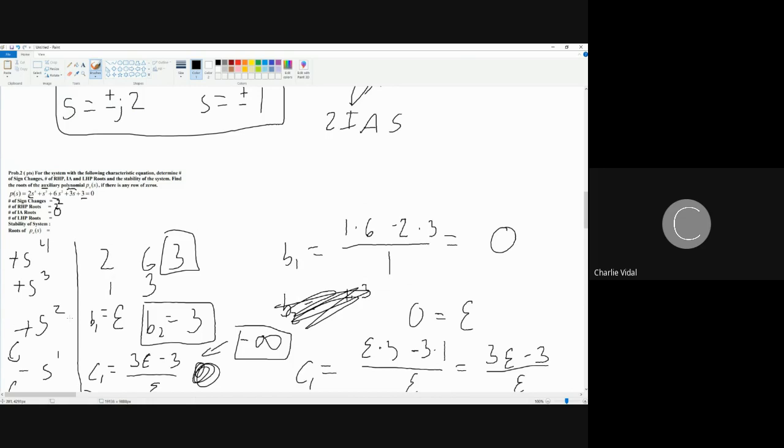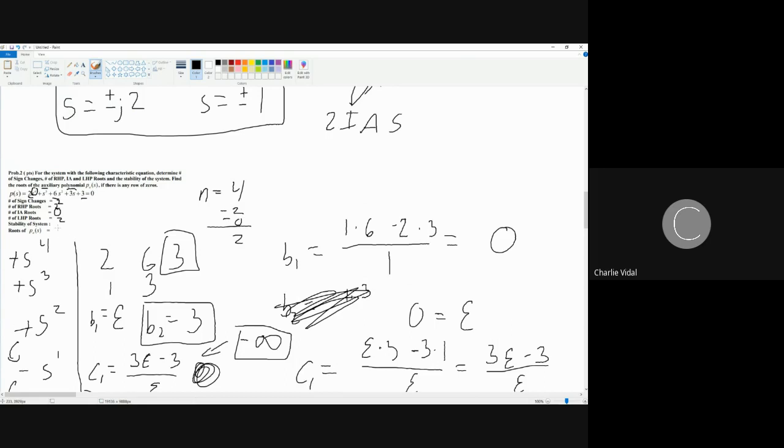The number of LHP roots, to find the number of LHP roots, we have n. N is equal to 4, or the highest exponent is 4. And since we have 2 RHP roots and 0 IA roots, we do 4 minus 2 minus 0, which is equal to 2. So there's going to be 2 LHP roots. Just take the difference of however many roots you have from the previous problem.